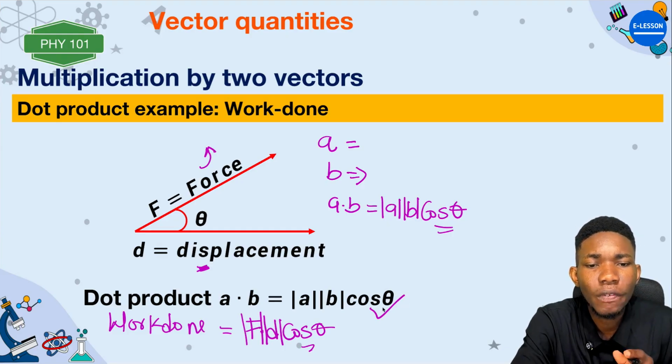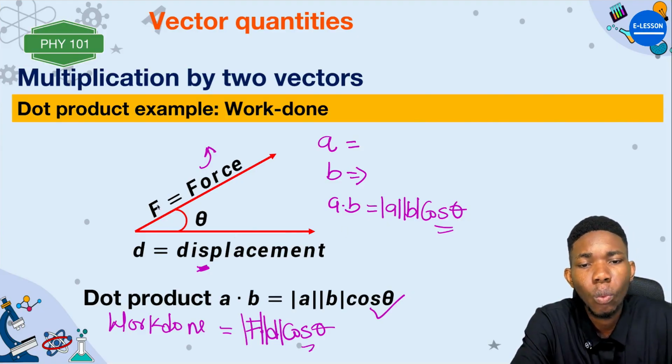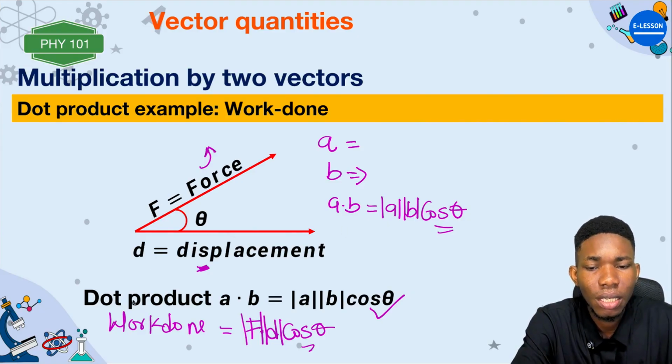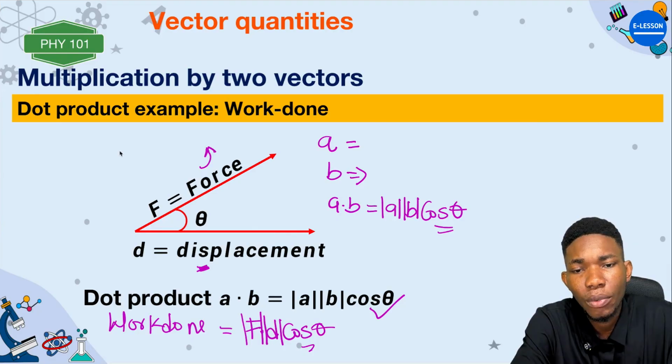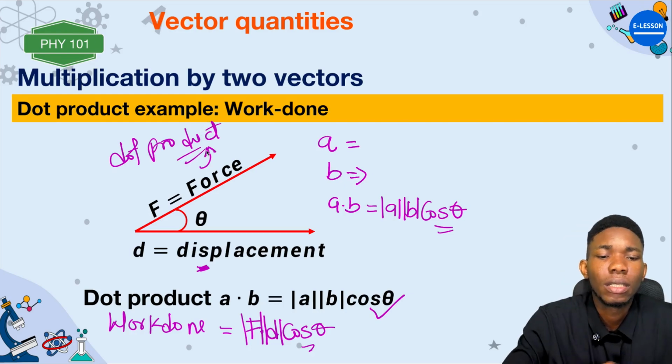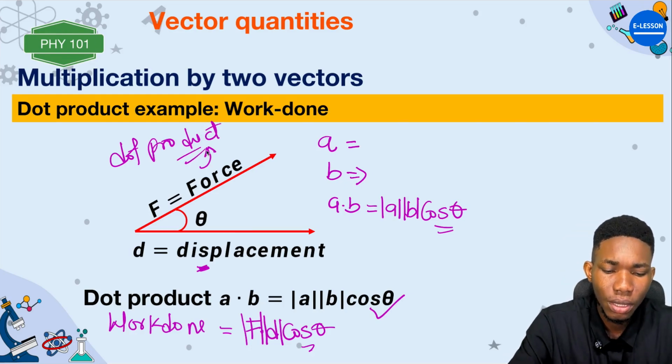So a thorough example of vector product is what? Work done. Is that okay? That's a thorough example of the, not vector product, of dot product rather. Scalar product, dot product, please. Not vector product, dot product. Is that okay? An example is that.